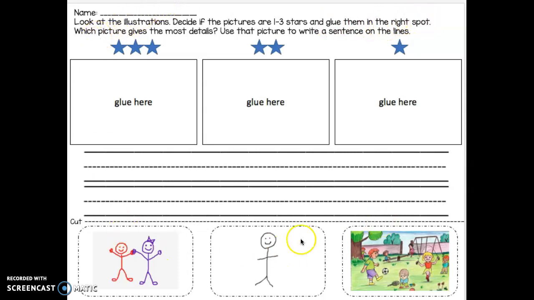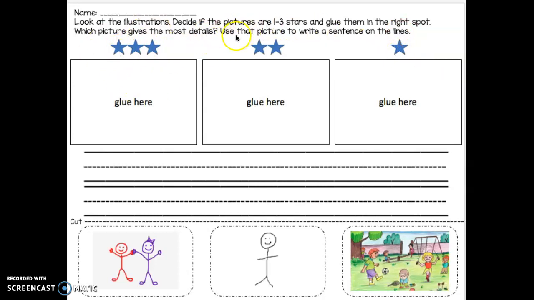So you're going to look at these 3 pictures, based on what you learned about how to draw a really good picture. Do you think this picture here should go in the 1 star, the 2 star, or the 3 star? And then this one, and this one. So this is the not as nice drawing, all the way up to this is the best one.